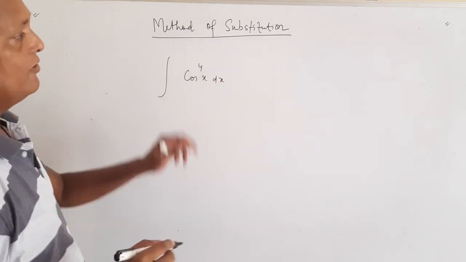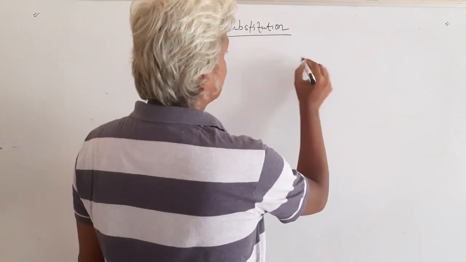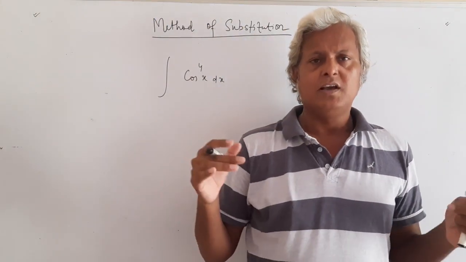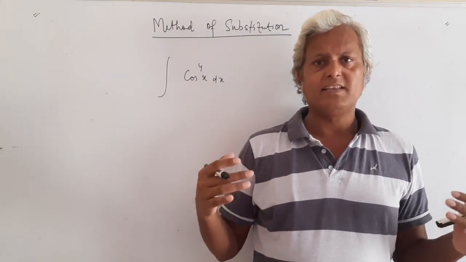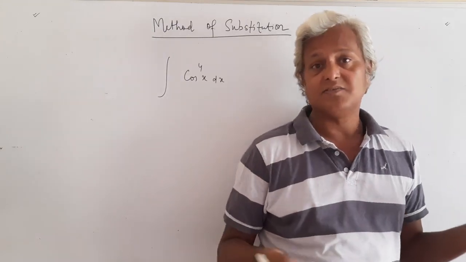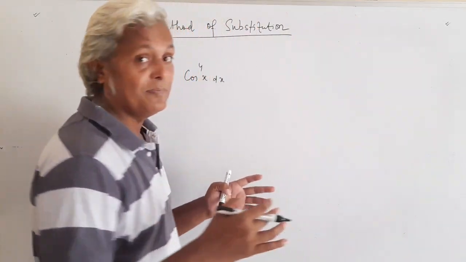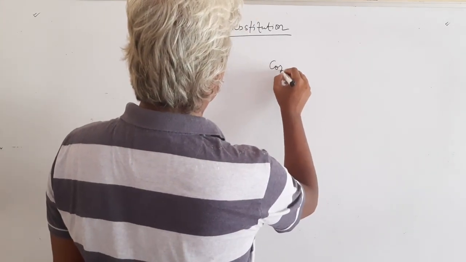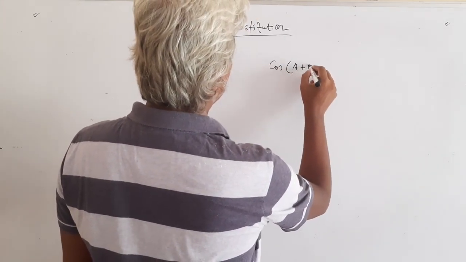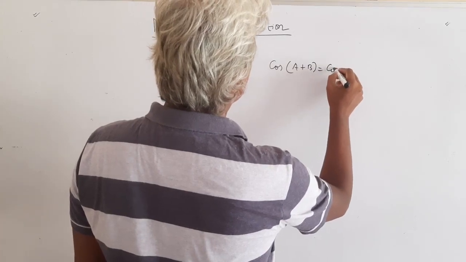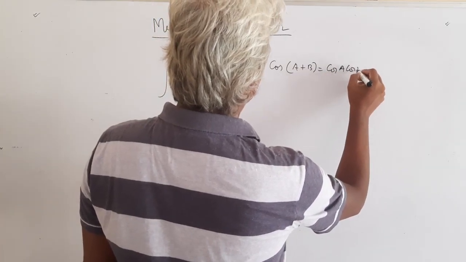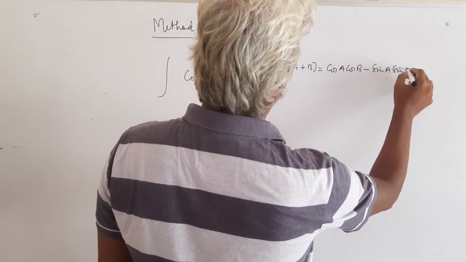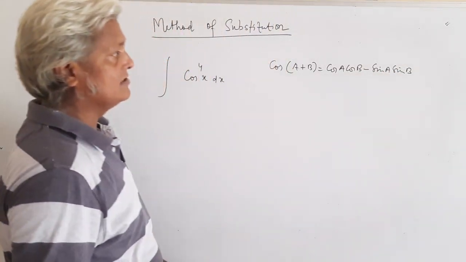The important formula here: I'm discussing the formulas because, time and again, whenever we find the opportunity, we'll try to derive some formulas also, so that you can have the proper revision. So you know that cos A plus B is cos A cos B minus sin A sin B. This is the formula for multiple angles.